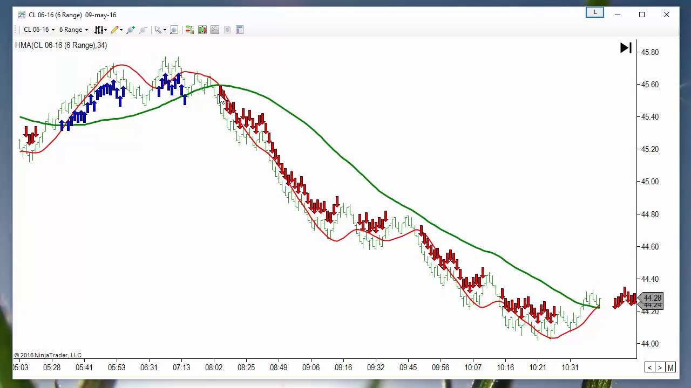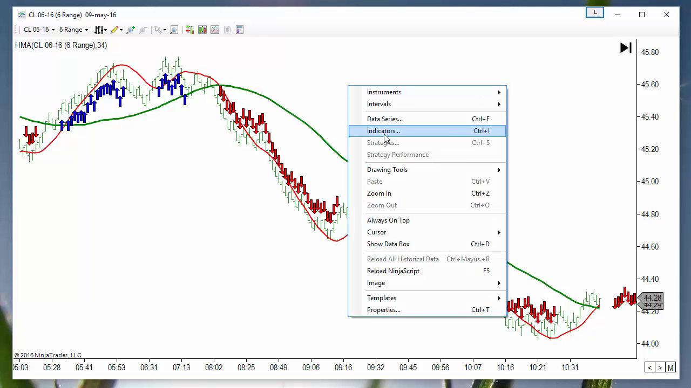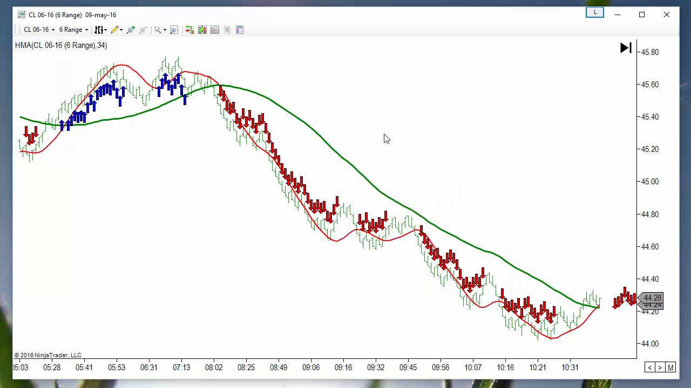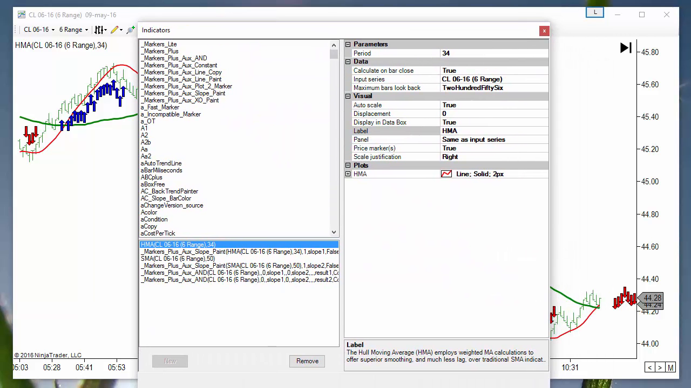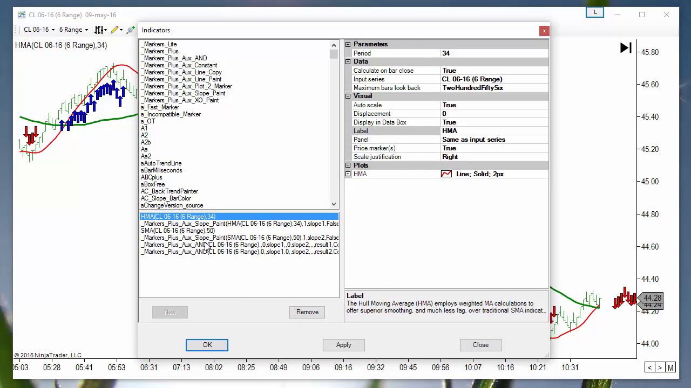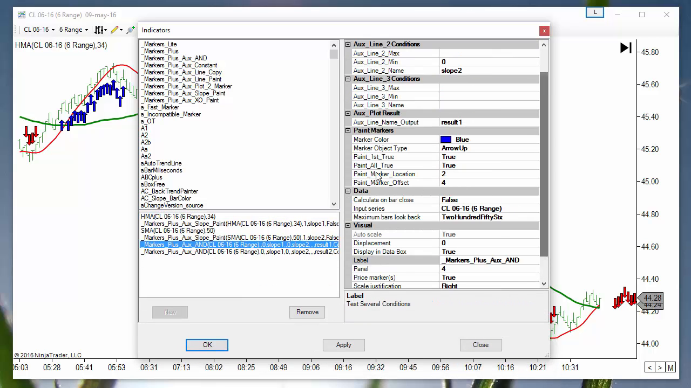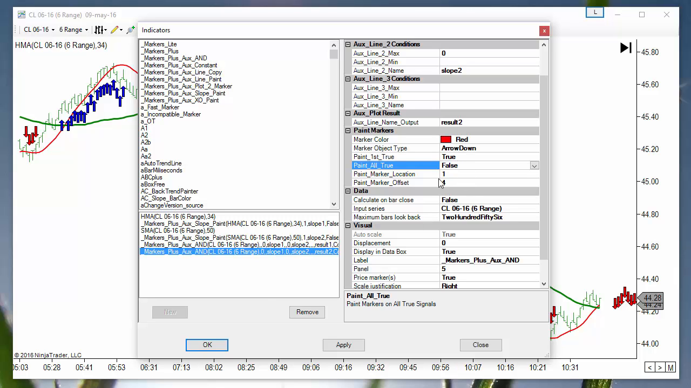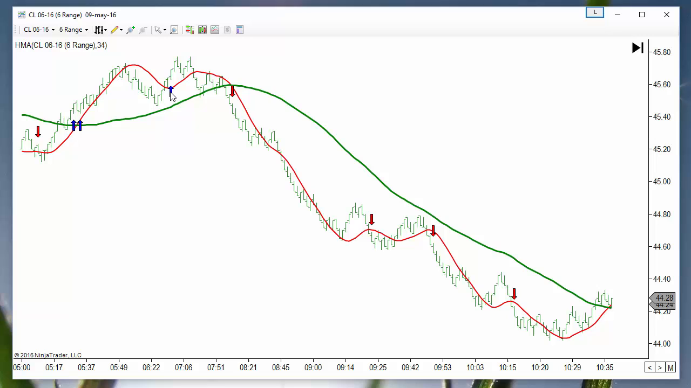Now what may be more useful is only placing the first signal of the trend, not all of the signals. So we use the option of painting first but not the rest. The all true must be set to false. Same for the shorts. And now we only get the first signal for each side.